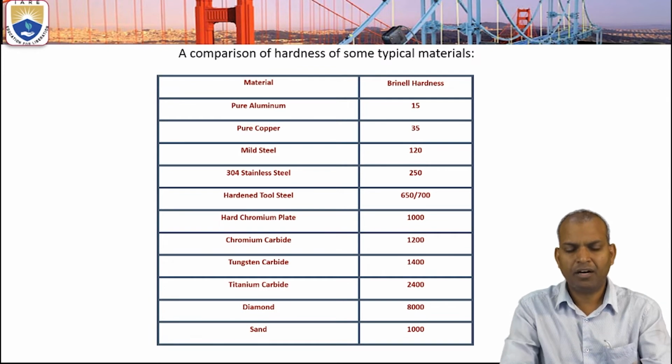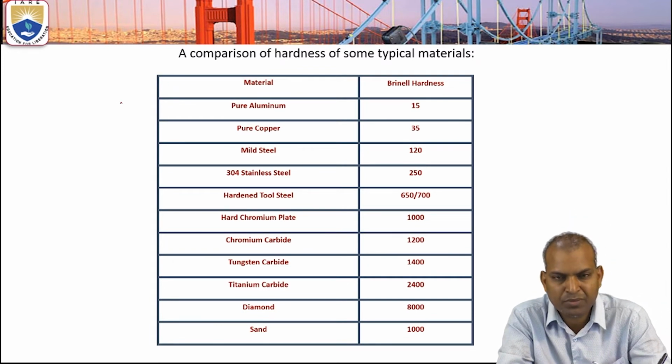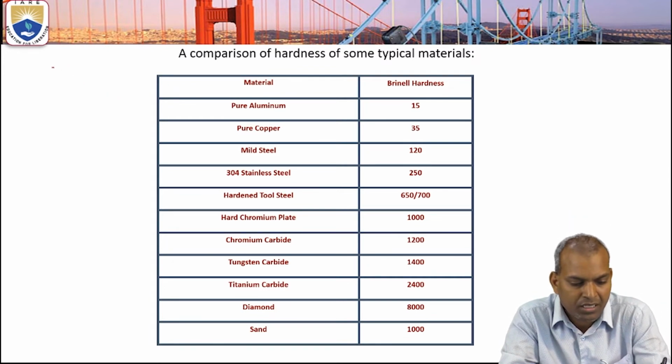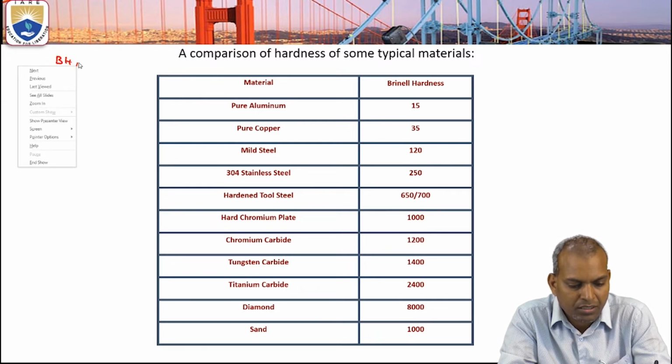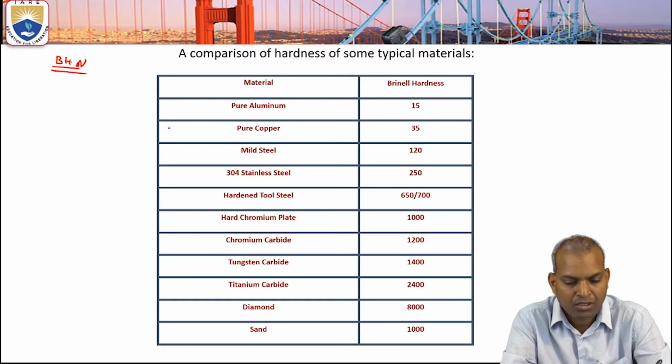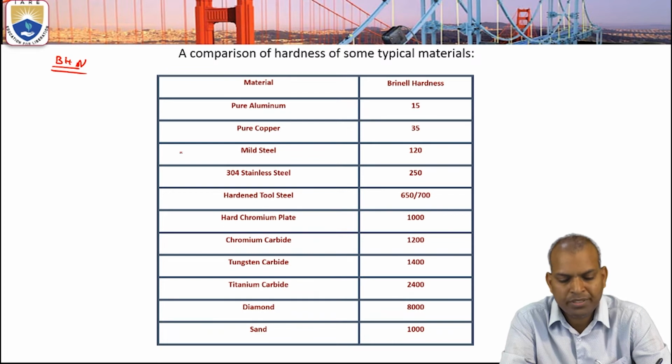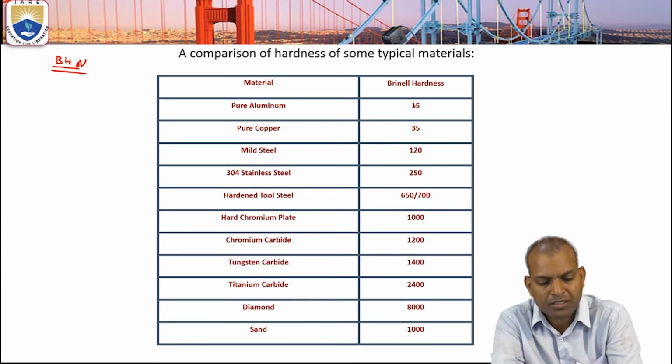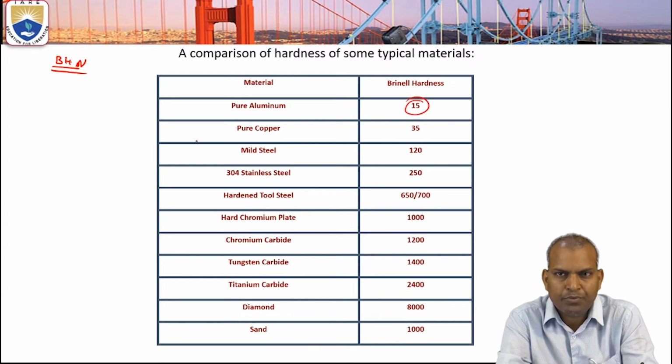If we compare the hardness numbers, hardness is measured with the help of a hardness number. For example, for Brinell hardness it is BHN. For Rockwell scales, there are Rockwell C scale numbers. Now here we can see Brinell hardness numbers for various materials. So for pure aluminium it is 15 BHN, and for pure copper it is 35.